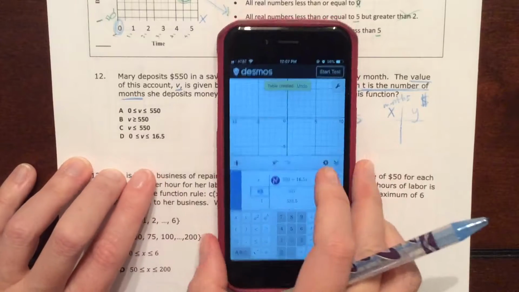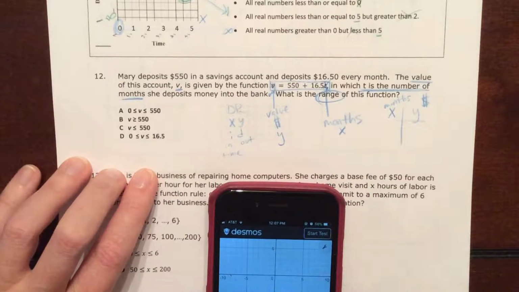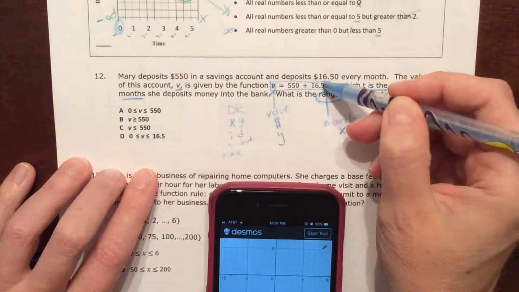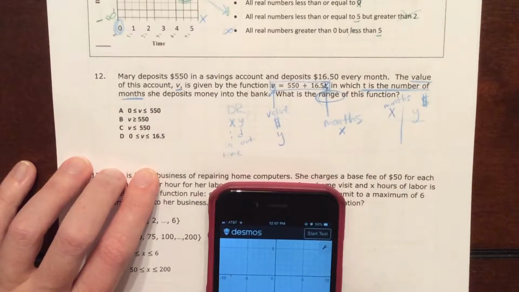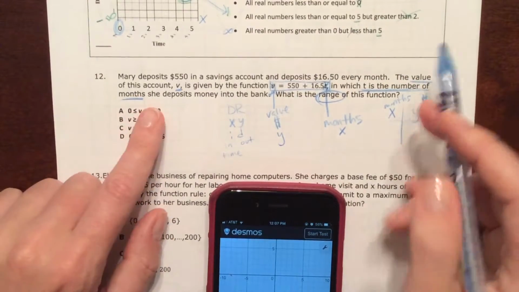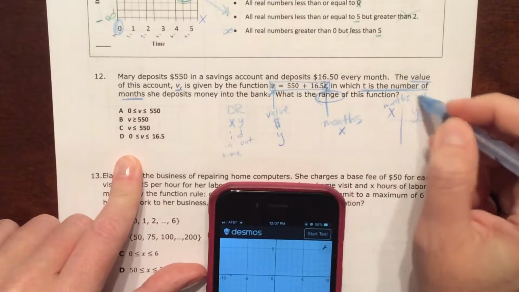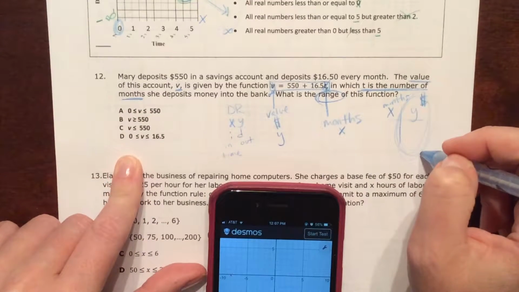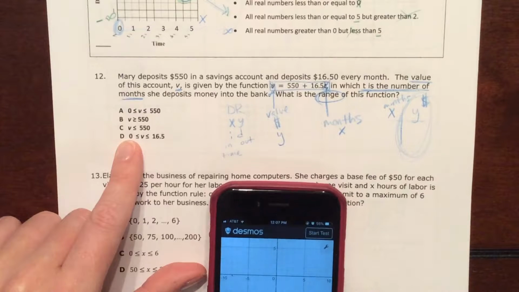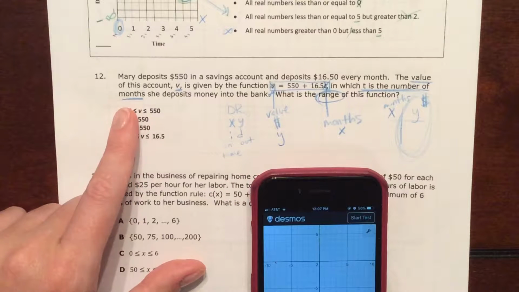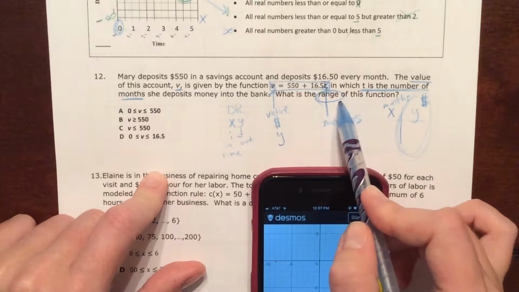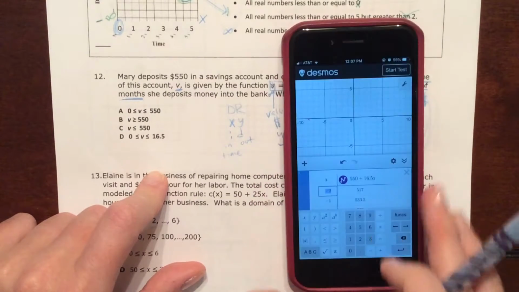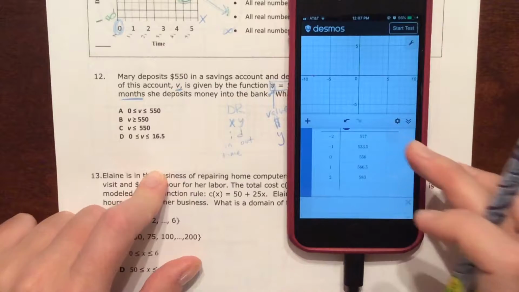And you would need to do the same thing if you were using a TI-84. You would need to change those values to X and then a Y so that you could use that functionality on the calculator. So range is going to be talking about this Y column. And so we're going to go look at the Y column. And we're talking about what is the range. So let's go look at our Y values.